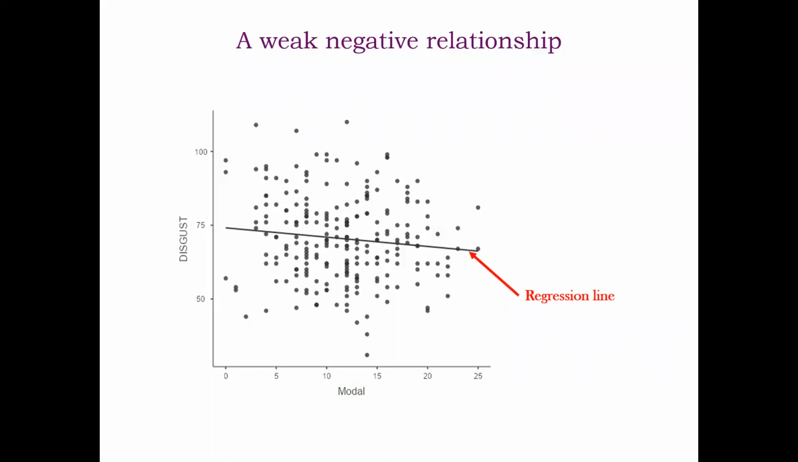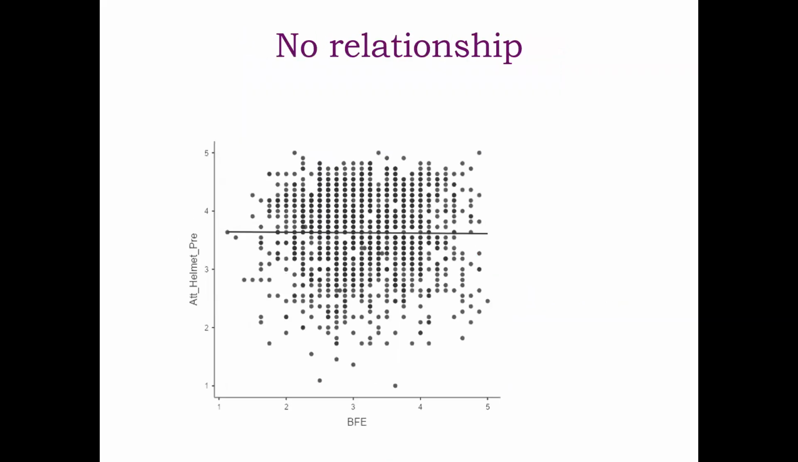And there's the regression line. And finally, we have what is basically no relationship. When there is a flat line, when a change in X tells you absolutely nothing about what happens in Y, you end up with a flat line, and this is no correlation, no relationship.